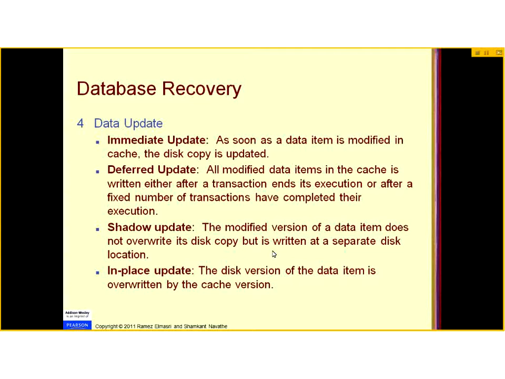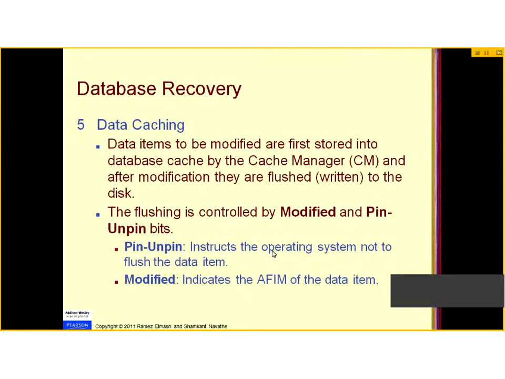Shadow update is the one when we do not write the modified data items into the actual disk space. We keep a shadow of that, and we write it in a separate disk location. In-place update is when the disk version of a data item is overwritten by the cache version. So when we are modifying the original data item, then it is an in-place update.